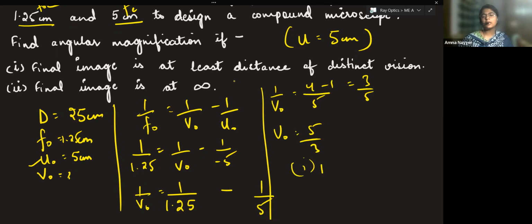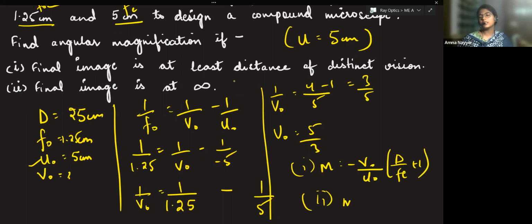You have the formula for the first part. You know the formula: magnification is minus V naught by U naught times (D by FE plus 1). For the second part, you know magnification is minus V naught by U naught times D by FE. Just put it in here. All right, note it down.